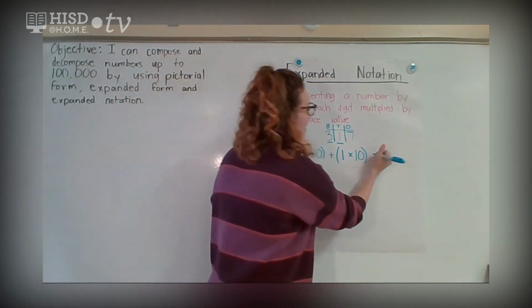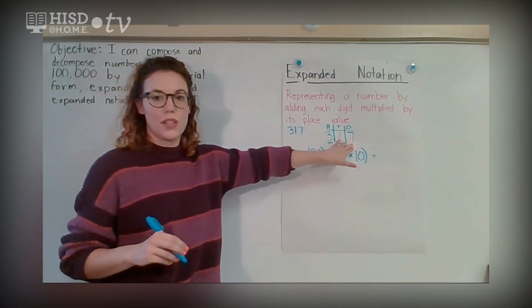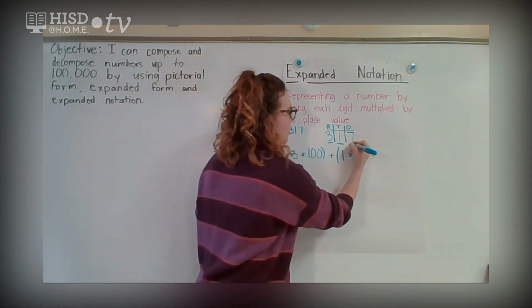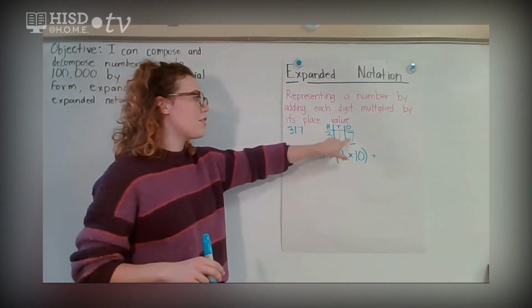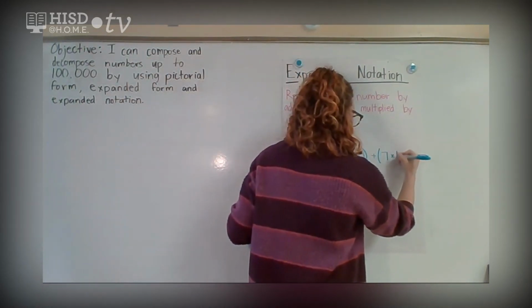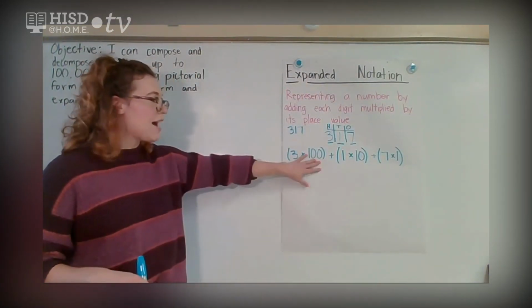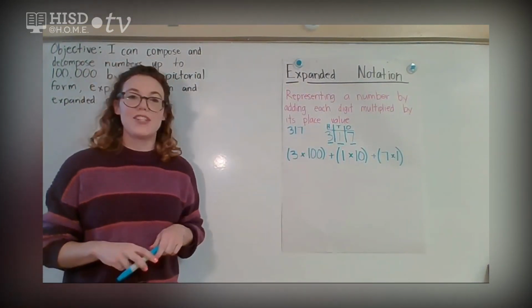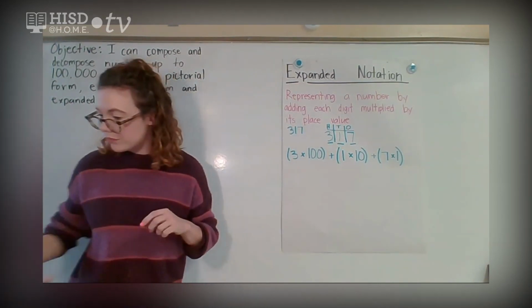Now I'm going to add the last place to this. I have how many groups of 1? This digit tells me I have 7 groups of 1. There we have it. We have our expanded notation. Let's try it one more time, another time, okay? Together.